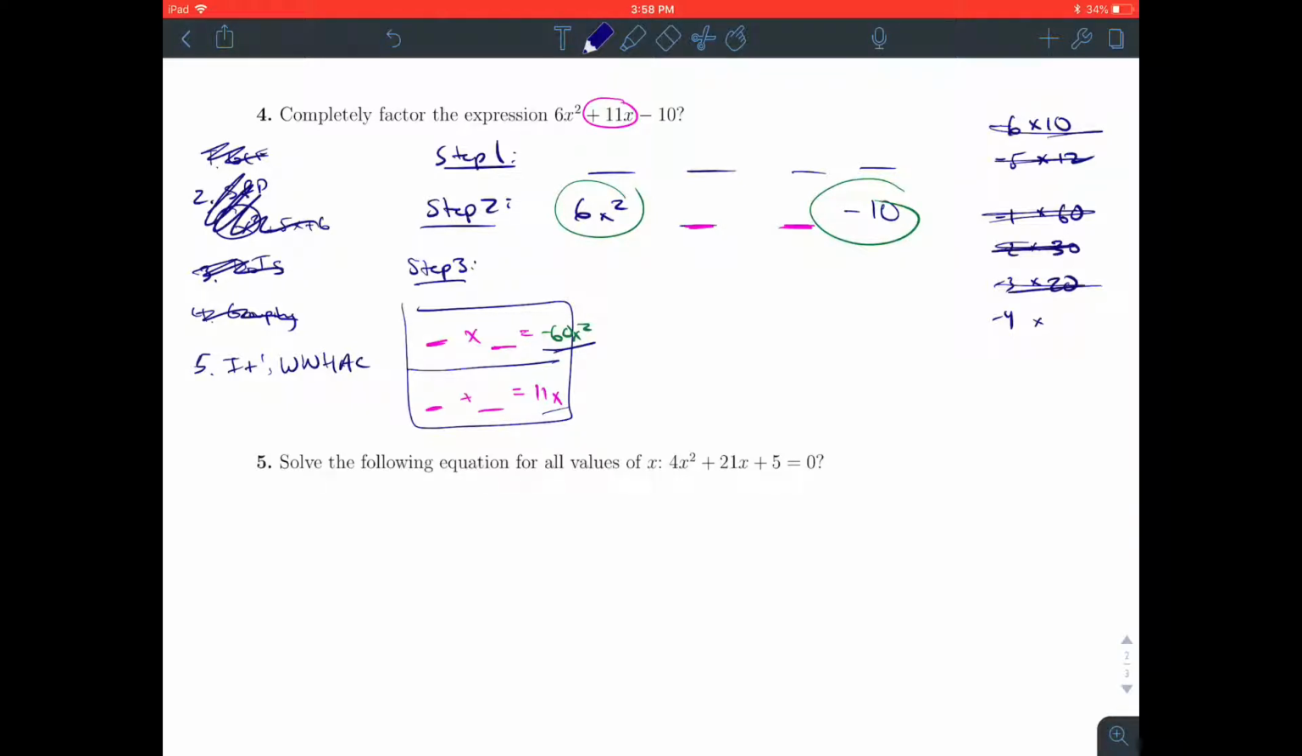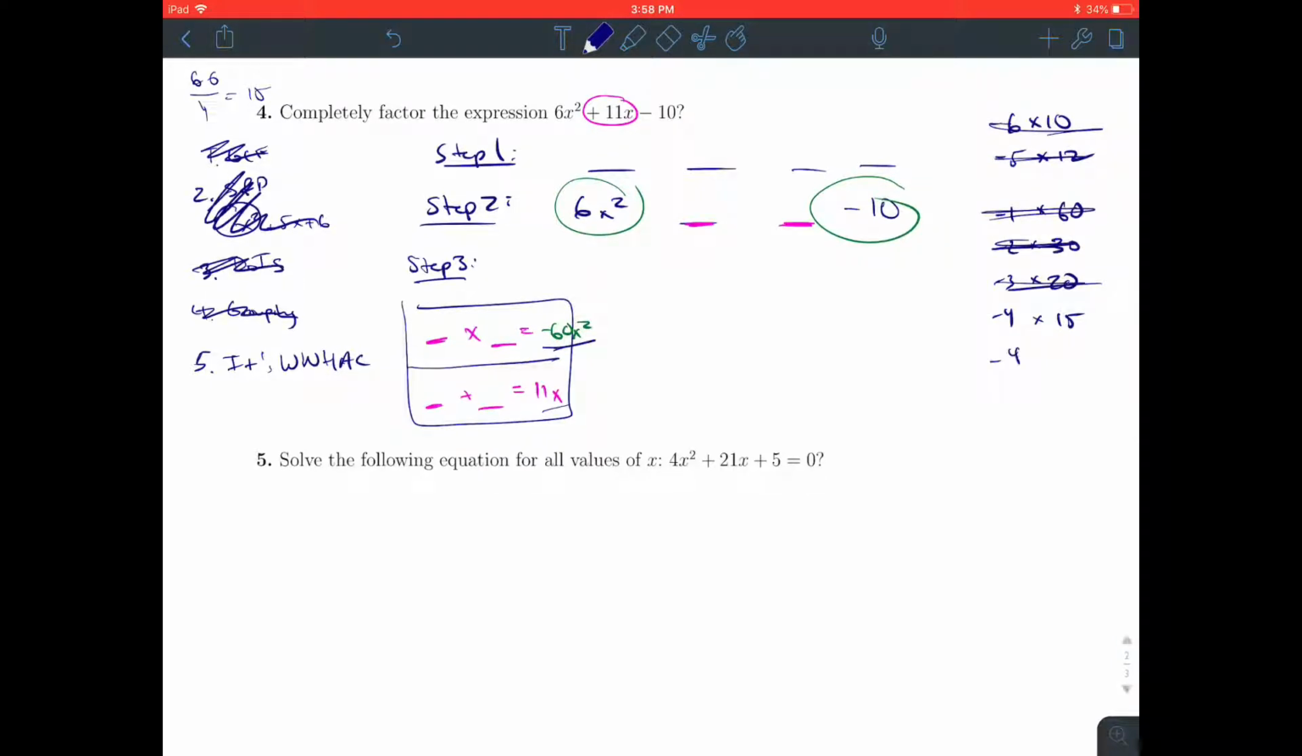Negative 4, what times negative 4 is 60? So you can actually test on your calculator. Maybe 4 doesn't even divide it, so you could try 60 divided by 4. That gives you 15. So you have negative 4 times 15, that's 60. And negative 4 plus 15, that's 11. So it looks like our 2 numbers are negative 4 and 15.